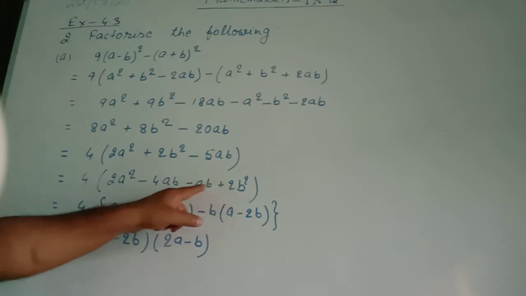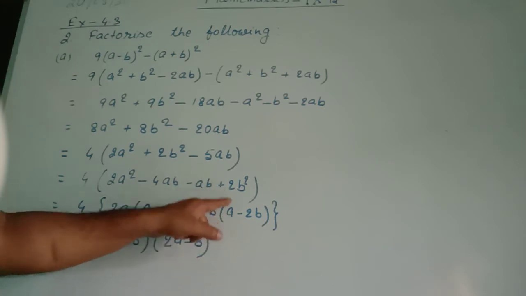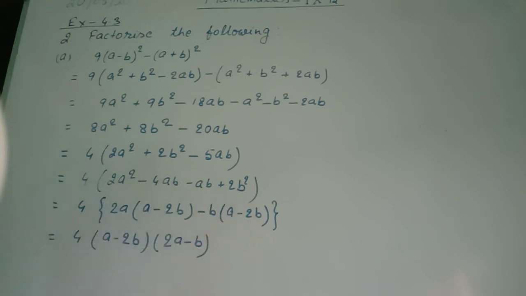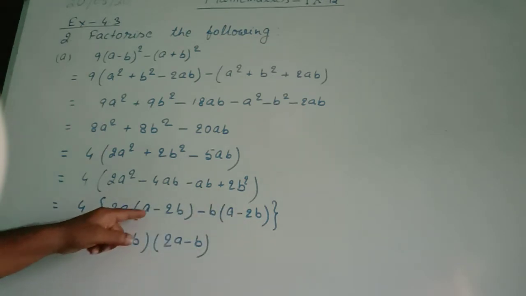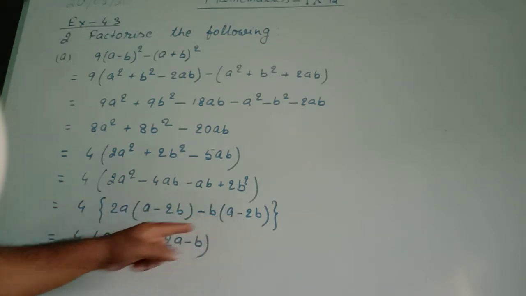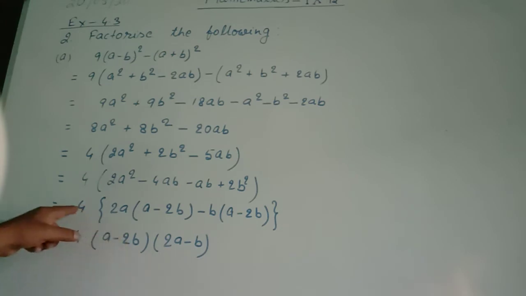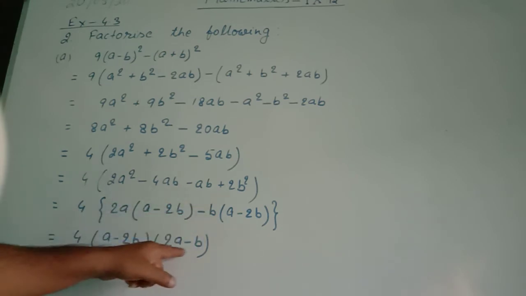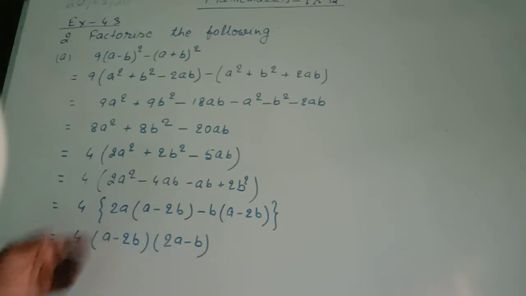From these two terms, I have taken minus b common. So here a is left. This plus will be changed into minus because minus minus plus, and here 2b is left. So we are seeing a minus 2b, a minus 2b. So a minus 2b became common. This 4 came here. A minus 2b became common, and this 2a minus b is written at last inside the bracket. This became the answer.